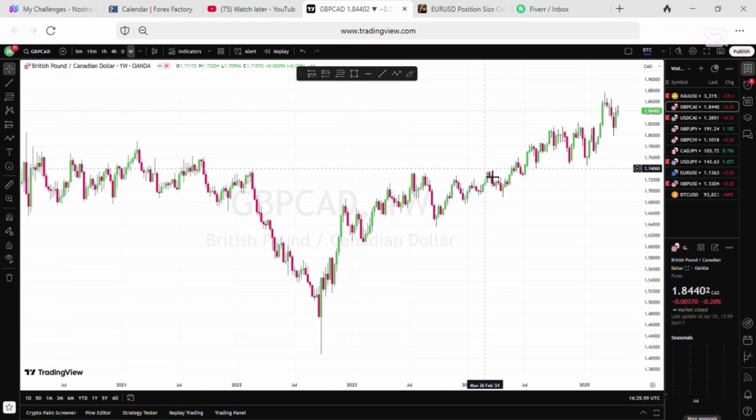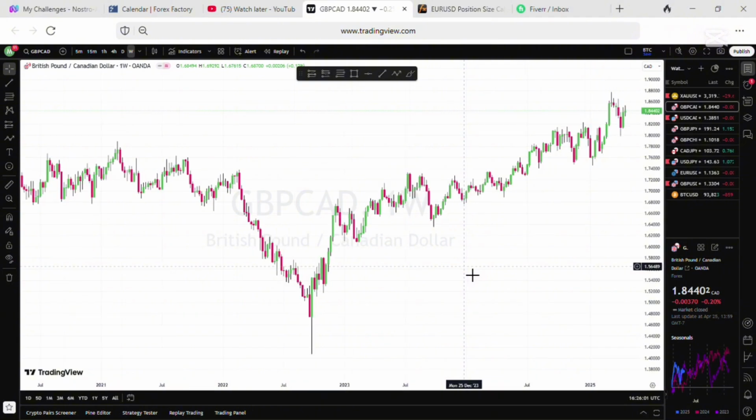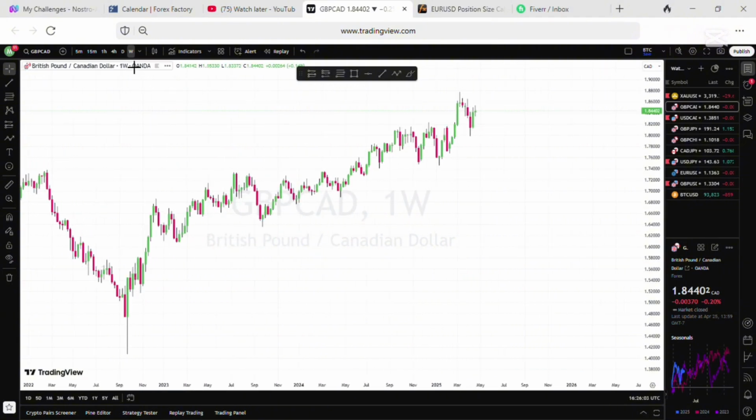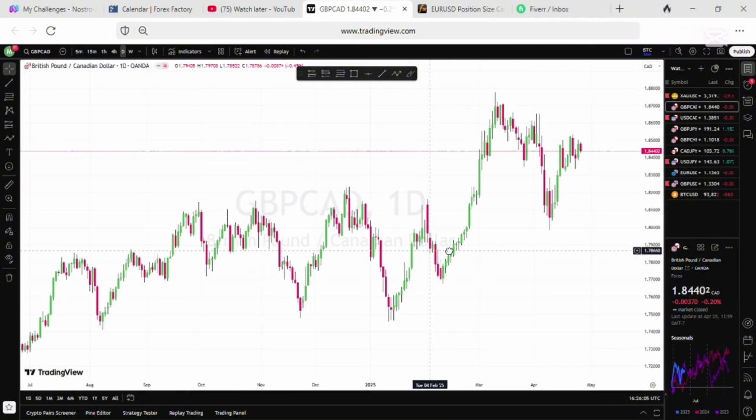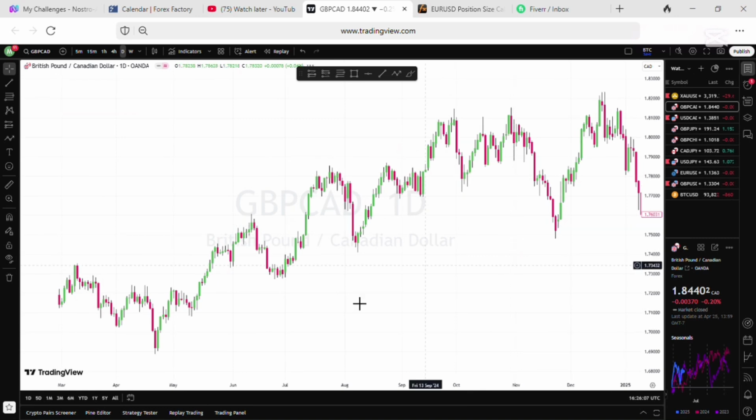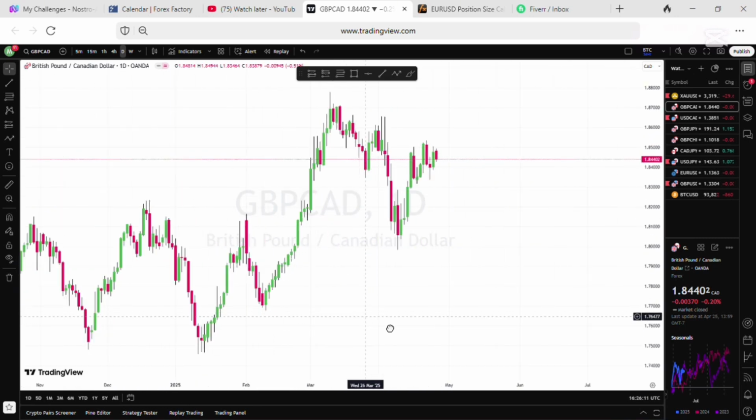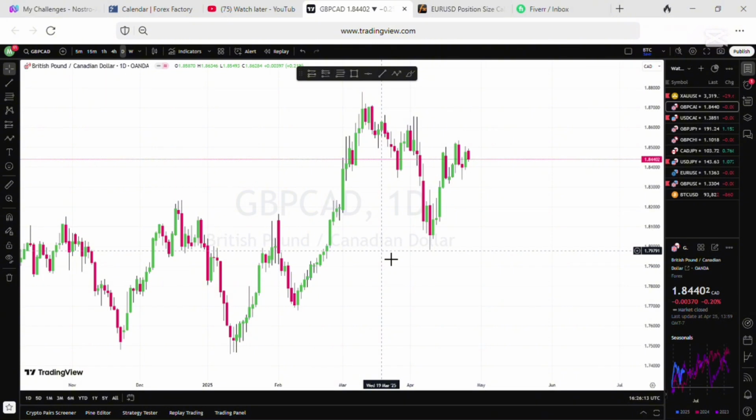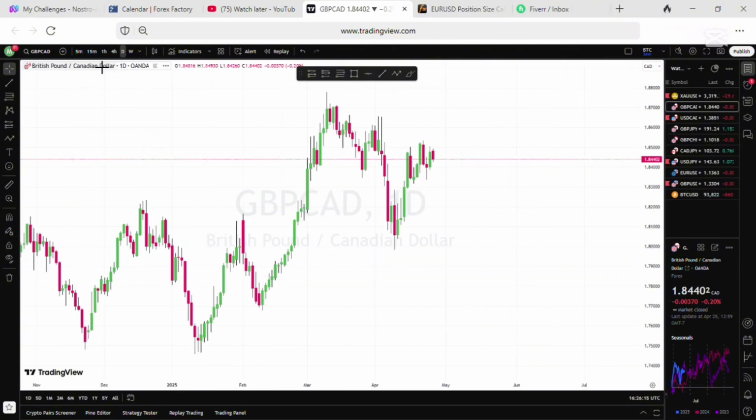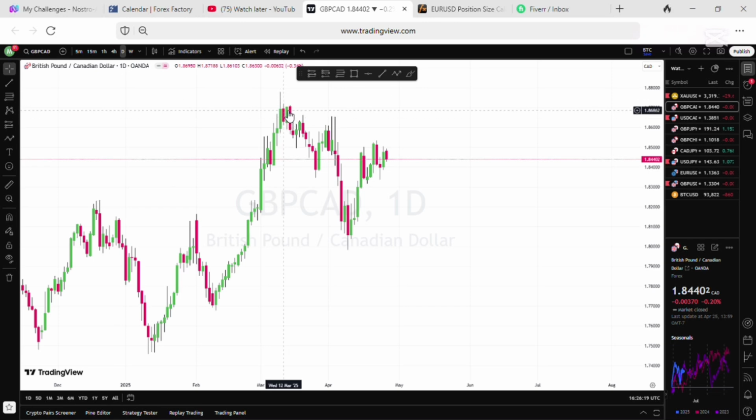Let's check GBP CAD. Okay, GBP CAD is bullish. On the daily time frame, it's bullish. Let's go down to the 4 hours. This is a demand zone here. It's a demand zone.